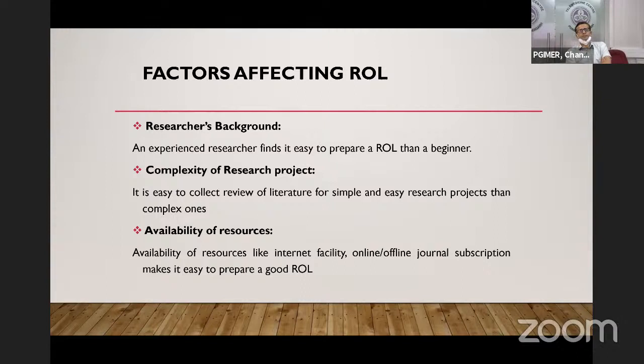So if your research question is a complex one, there are some complex studies you need to find. So it will take some time, and you have to find complex or good quality studies for your review of literature. Then there is the availability of resources, like internet facility. If you have it, then it will be easy to search the databases quickly and find the literature, and you can include it in your review of literature.